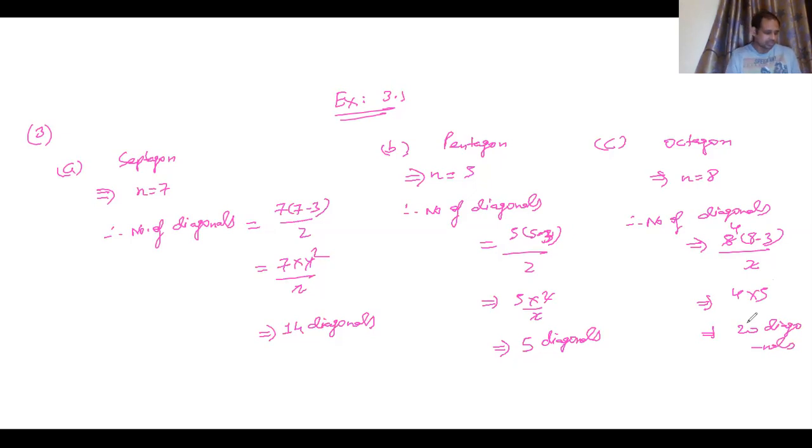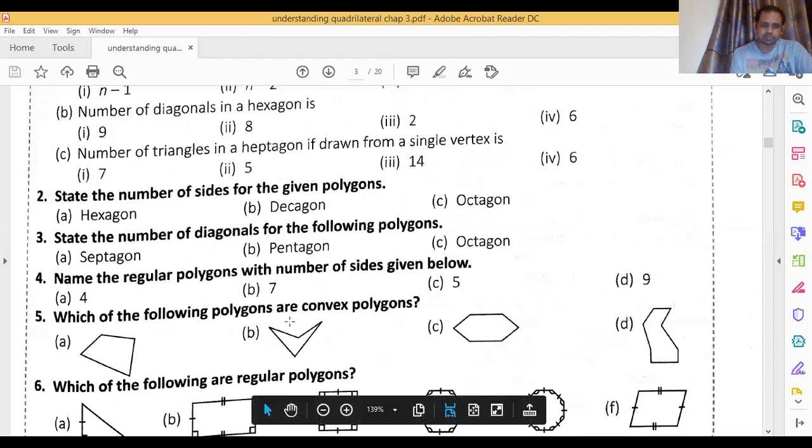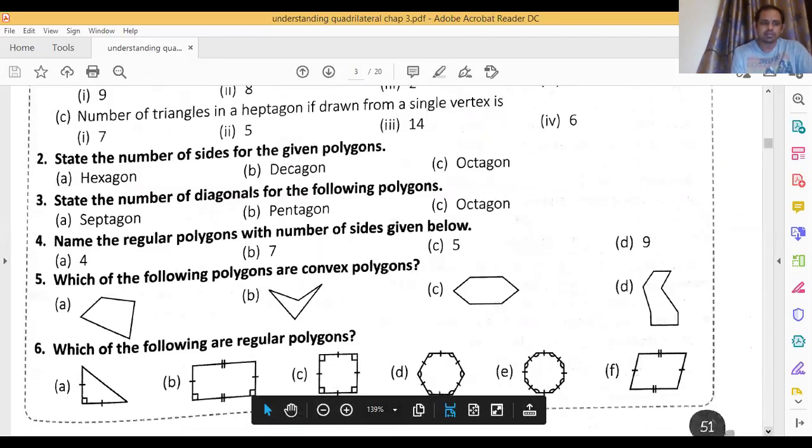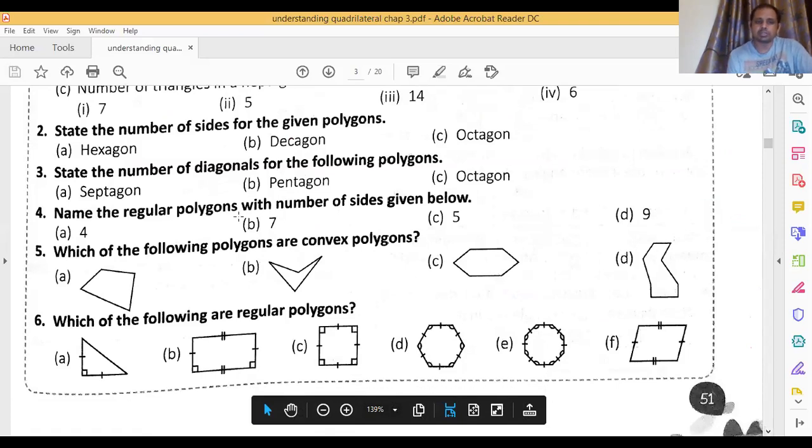Okay, hope it is clear to all of you. Now, moving to the next question. That is question number 4. You can do it in the textbook only. Name the regular polygon with number of sides as given. If it is 4 sides, then the only four-sided figure which is said to be regular is square.